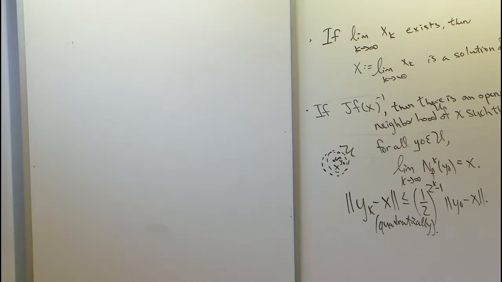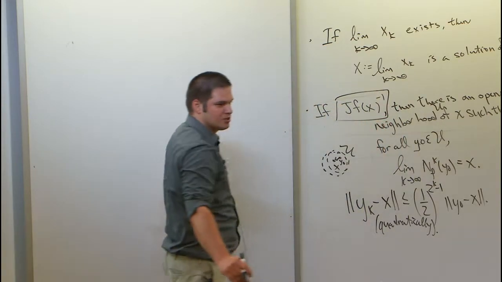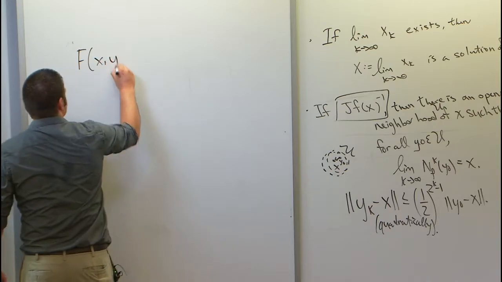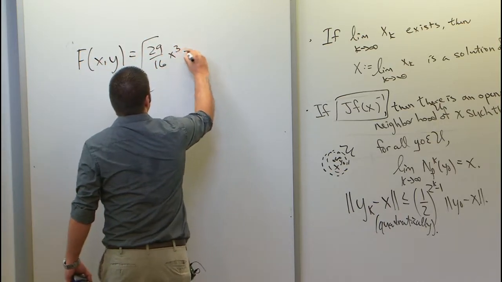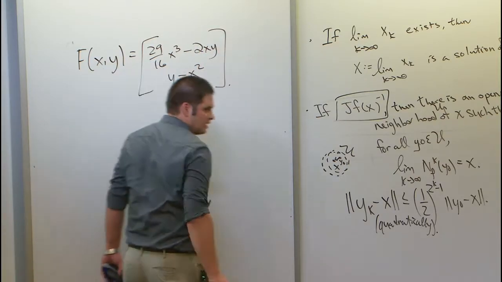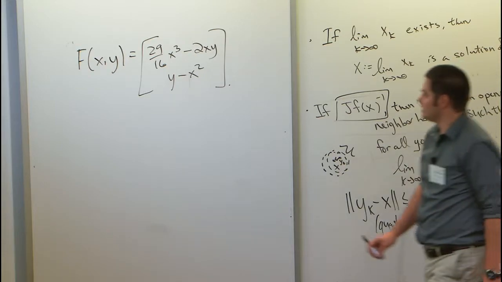There was a quick aside here. I made the assumption that my solution was non-singular. If you look at the system, and this is in your homework, 29 over 16 x cubed minus 2xy, y minus x squared. The solutions of this is only the origin. It's multiplicity 3. And if you take a random point in C2, which is not the origin, the method diverges. And so that's part of your homework problem here.